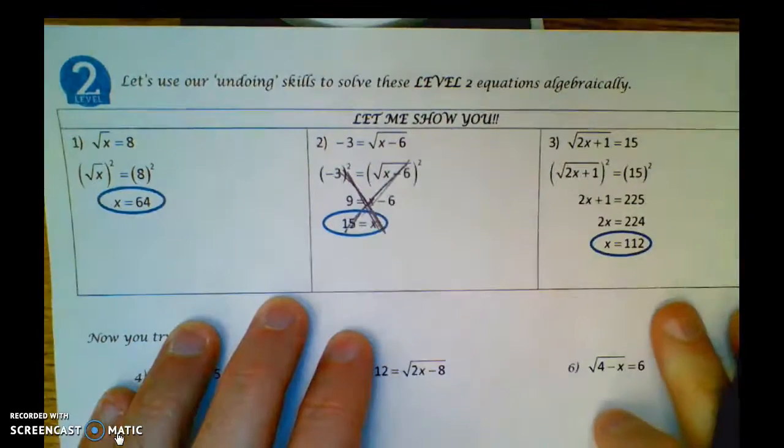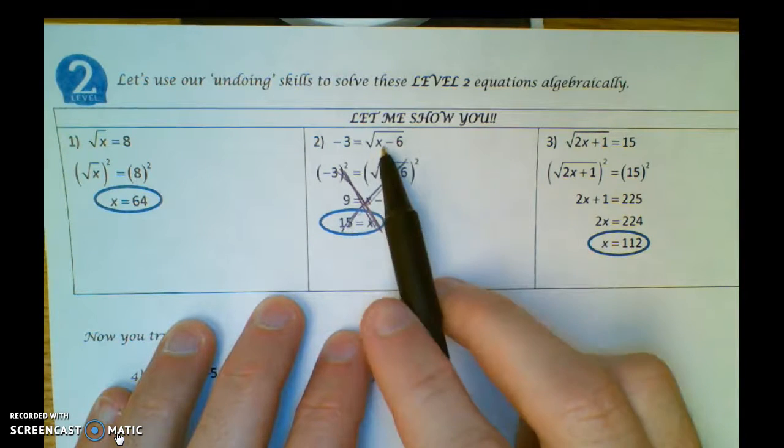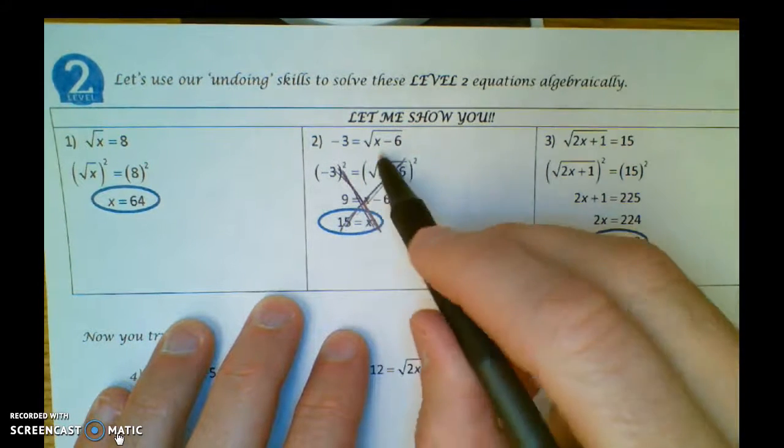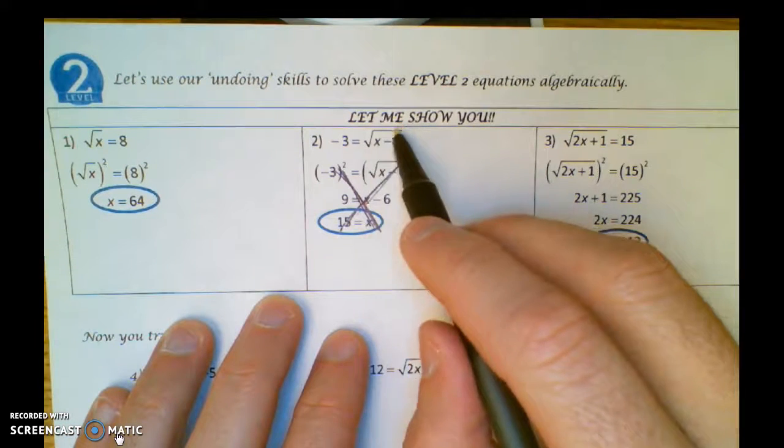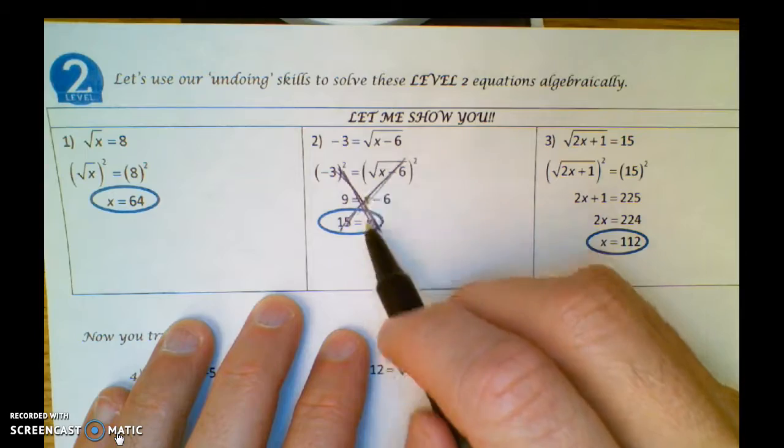And I can prove that to you in 2 ways. One, if you take the answer that they got and you plug in 15, 15 minus 6 is 9, and the square root of 9 is positive 3, not negative 3. So right there I can tell there's an issue with this answer.